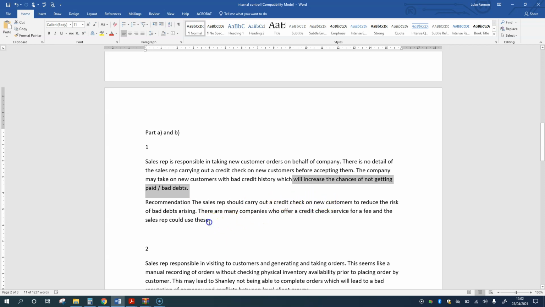And then just to add a bit more, because that's not a whole lot, to make it more practical and more real life, there are many companies who offer a credit check service for a fee. The sales rep could use these, and it would have to be authorized by Shanley. But that's one way around it. If a sales rep was to say, I don't know how to do a credit check, or I don't have the resources, well, use one of these companies that'll do it for you on the cloud. So that's the first one.